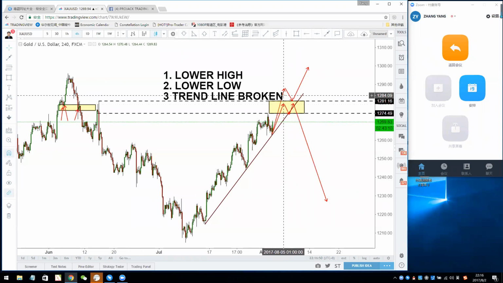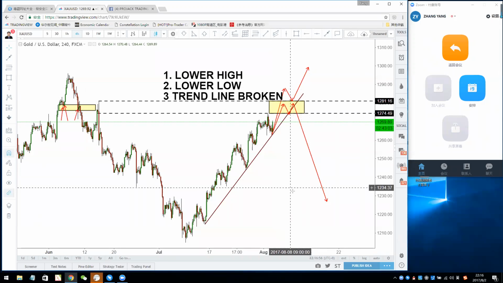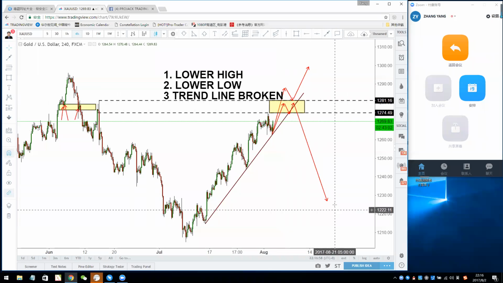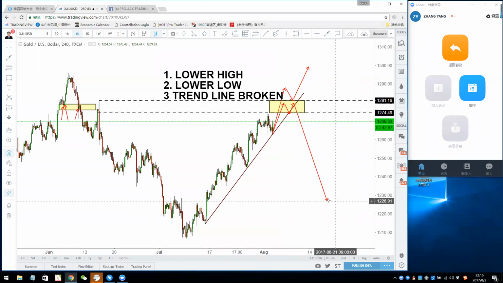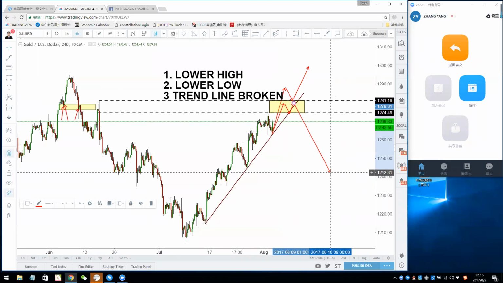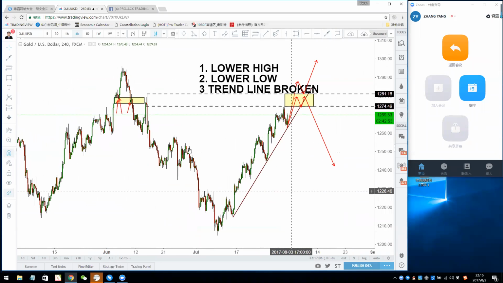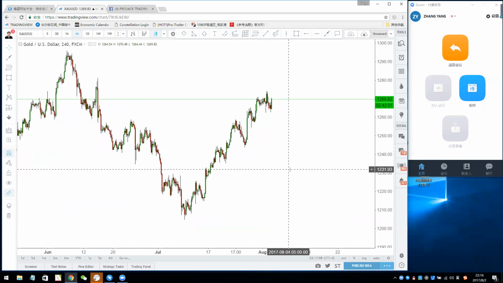Plan B is a supplementary plan: if you see a very strong candle close above 1281, be prepared that the gold may have a huge drop to maybe 1230, or 1240 first. Okay, so this is for the gold.